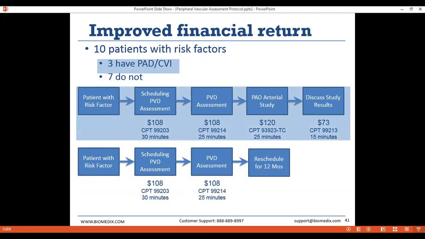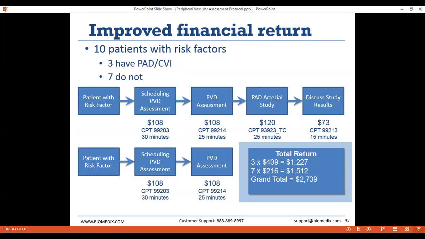3 of the patients, though, we are expecting are going to have PAD. So they're going to come in with another complaint. You're going to say, Mr. Jones, because of your history of smoking, you're at risk for PAD and CVI. We'd like to schedule you for the vascular assessment. They come in for the vascular assessment. You bill for that vascular assessment code. These 3 patients are coming up positive or abnormal for PAD, so you schedule them for the full arterial test as well and bill for that code, and then you come back to discuss the study results as well.